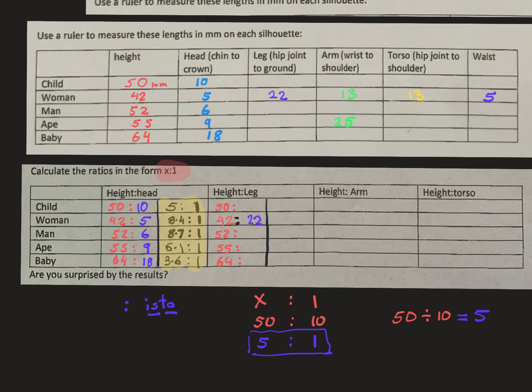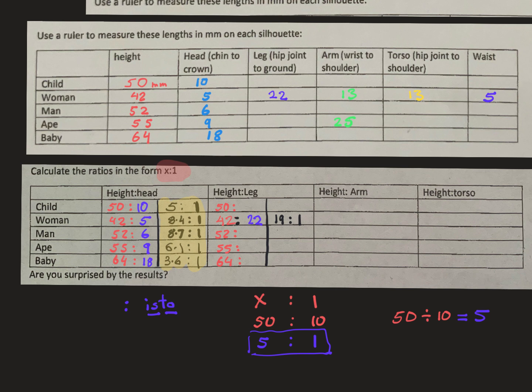So remember what we did before. 42 is to 22 would be the same as if I divided 42 by 22. That'll give me 19 is to 1. You will need to calculate all the rest yourself.